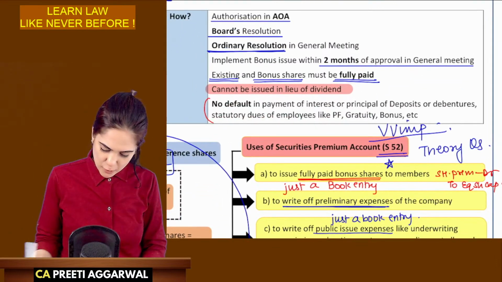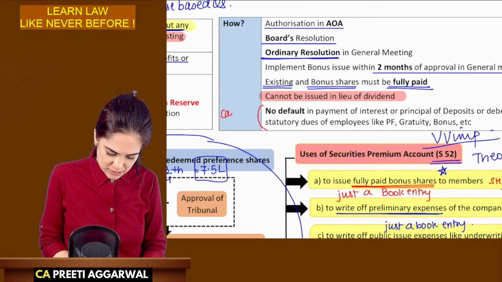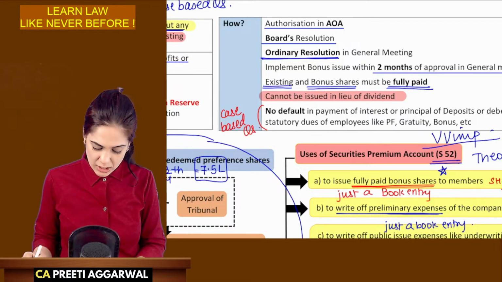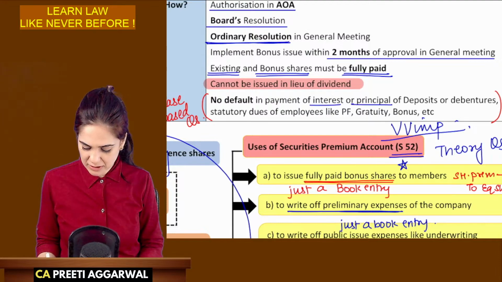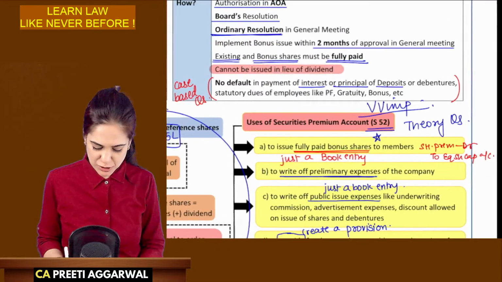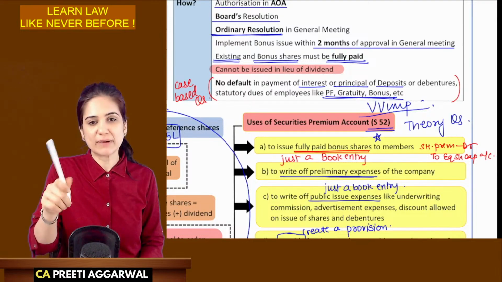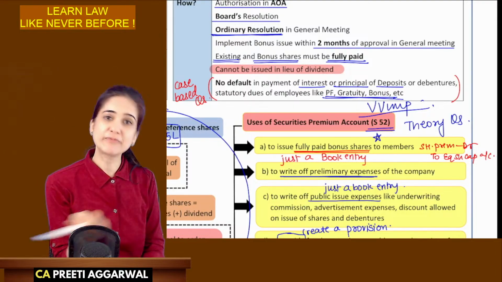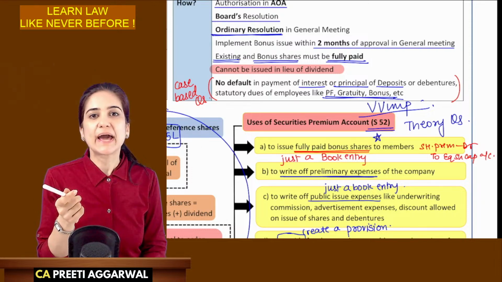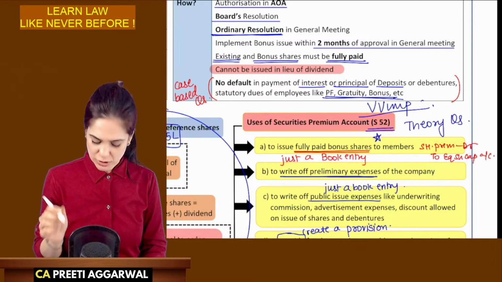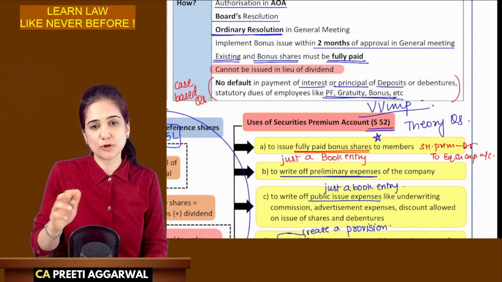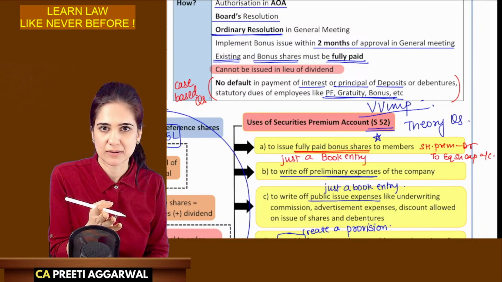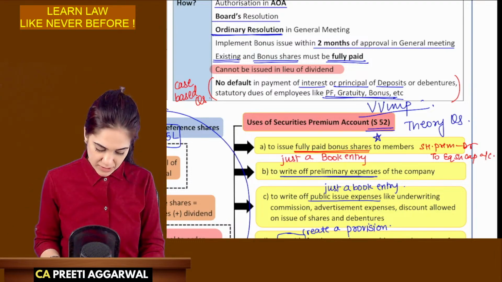This is very important for case-based questions. The company should not have defaulted in the payment of interest, principal of the deposits, debentures, statutory dues of employees. You don't have money to pay all this, and you want to issue bonus shares. First, fulfill your existing liabilities. So this can be asked as a case-based question. The company has not paid PF or bonus, and they want to issue bonus shares. Is it possible? That way it may be asked in the exam.